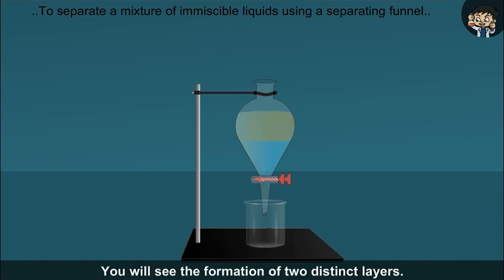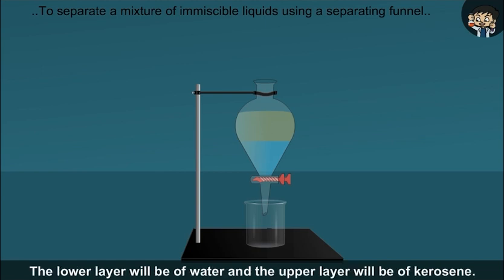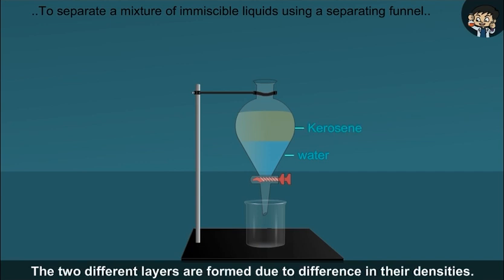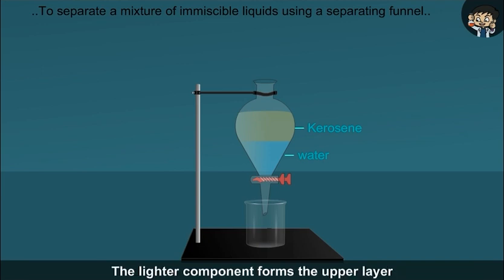You will see the formation of two distinct layers. The lower layer will be of water and the upper layer will be of kerosene. The two different layers are formed due to difference in their densities. The lighter component forms the upper layer and the heavier component forms the lower layer.